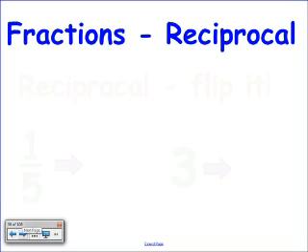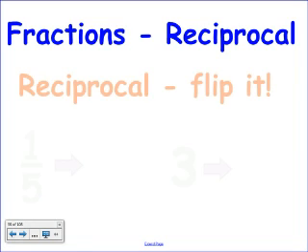Right. Can anybody tell me what a reciprocal is? Reciprocity is when you do something back to something that's been done to you. So when I used to be on the aircraft, if we were flying in a certain direction, a reciprocal heading was turning around and going totally the opposite direction.